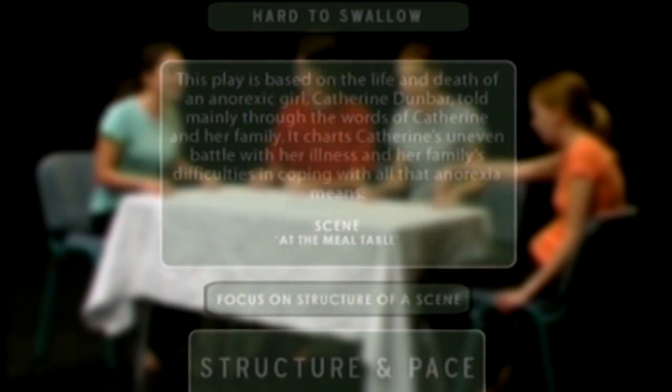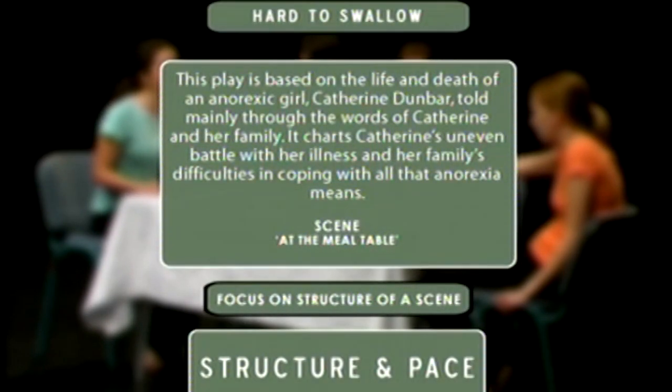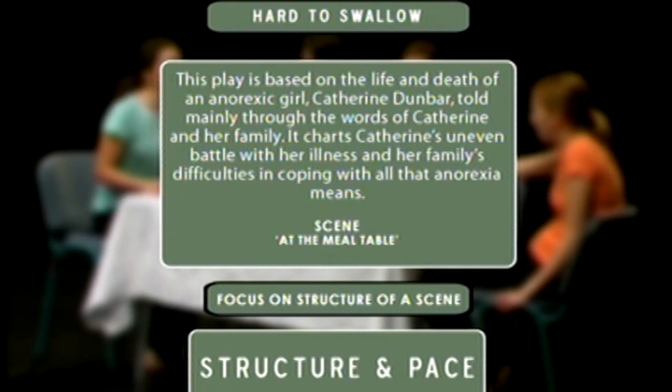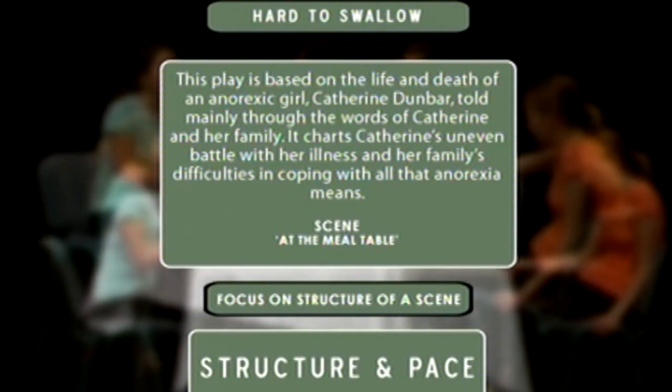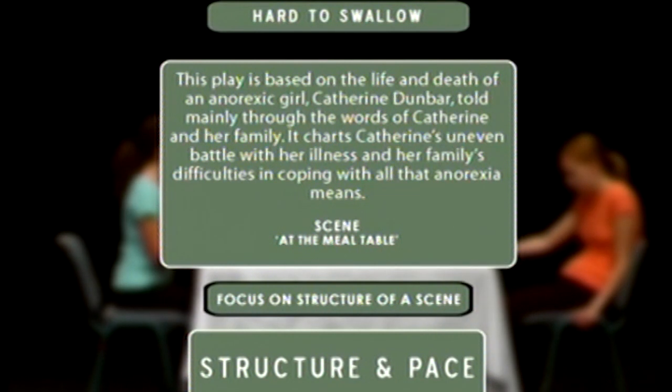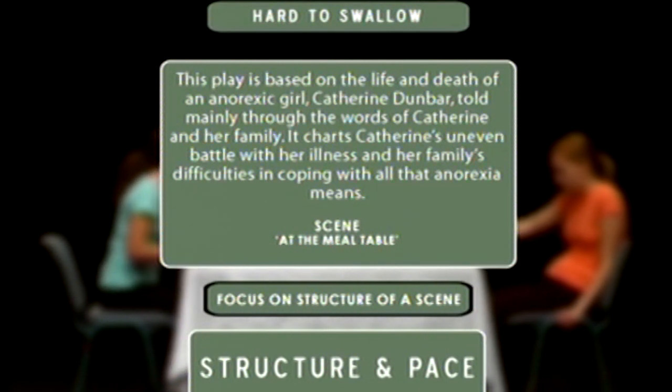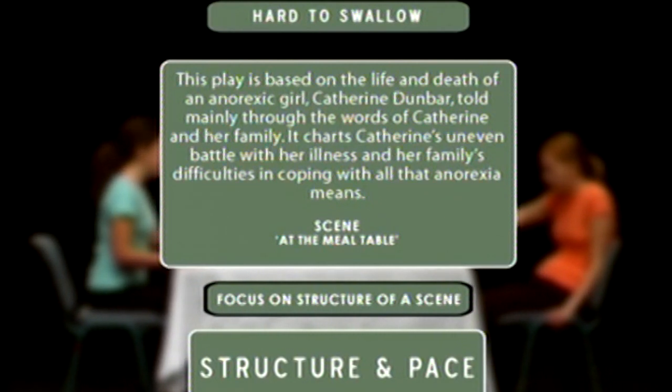This extract from Hard to Swallow, entitled At the Meal Table, looks at an episode where Catherine refuses to eat her food, preferring to play with it. This is a good example of how different rhythms can be used to make a scene more interesting. It is important to avoid the whole scene sounding the same.